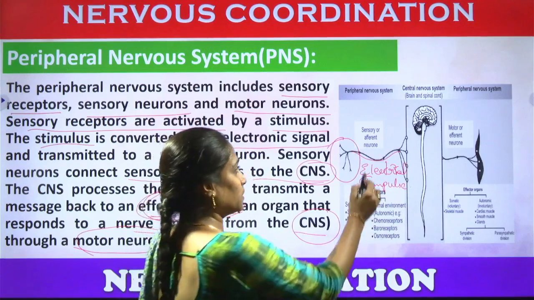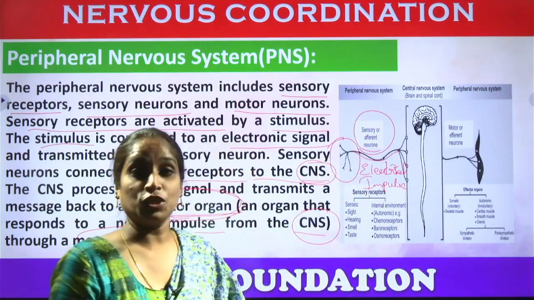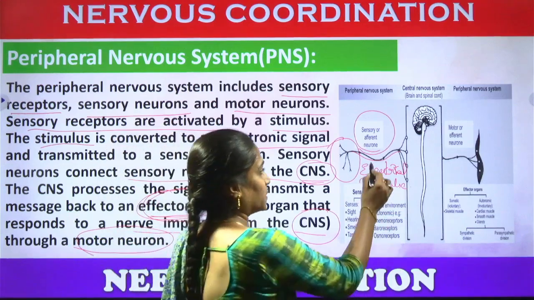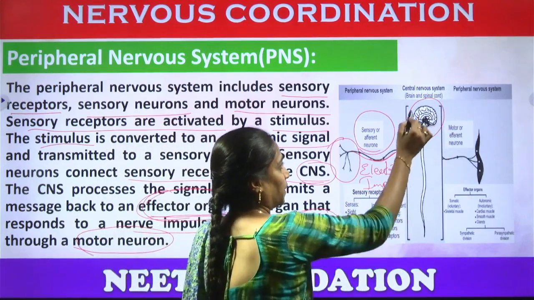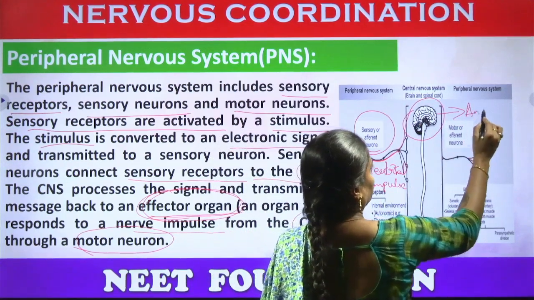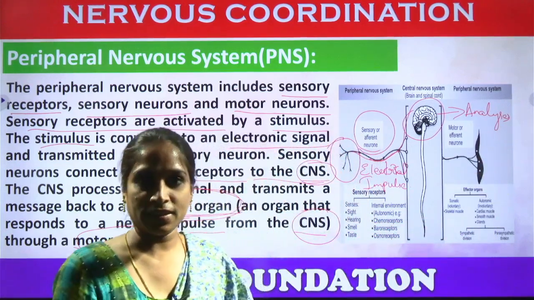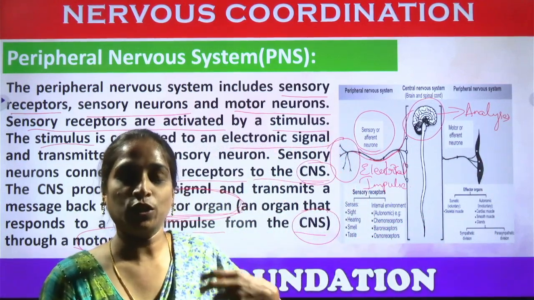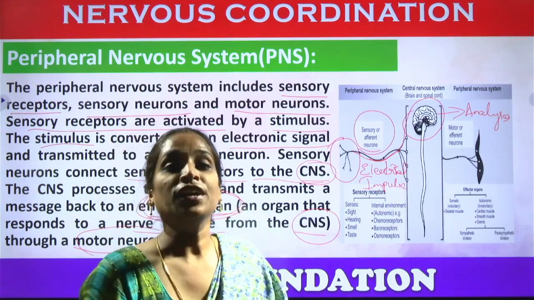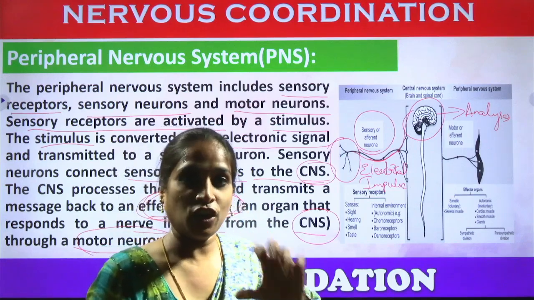Electrical impulse, and here the sensory or afferent neuron generates the stimulus as an electrical impulse and sends it towards the brain. What does the brain do over here? It analyzes, right? As it analyzes, the information given towards the motor neuron will be related to the kind of reaction that must be given by the effector organ.